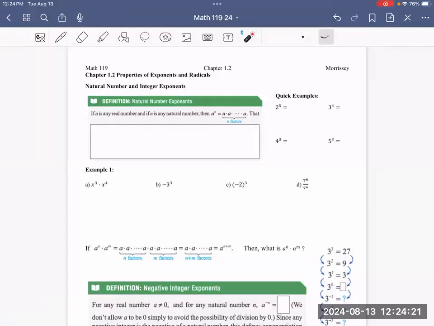Welcome to Math 119, Chapter 1.2, where we're talking about properties of exponents and radicals. Now, for those that are taking the class in person, we do a lot of this section throughout our entire 119 journey. So you'll hear me reference this chapter quite frequently. So make sure that you have these skills down quite well before moving on to the other chapters and sections.